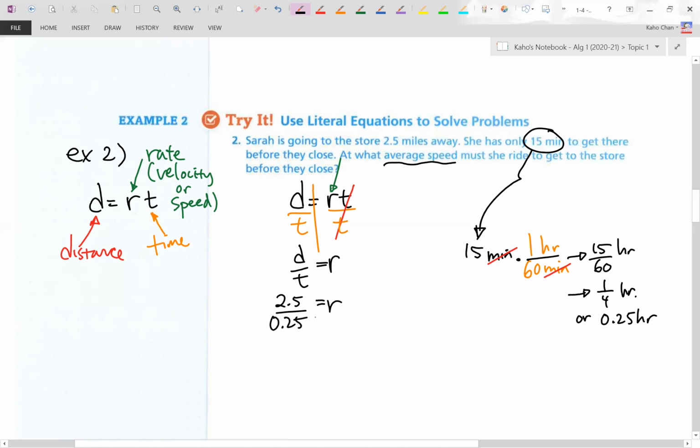I mean, you can use a calculator at this point. 2.5 divided by 0.25 becomes 10. Now, if you want to do it manually, you can actually move decimal points. Watch this. This is kind of cool. It's a trick I learned in middle school when I was a kid. You can slide the decimal points over 2 places, and put a little 0 in the placeholder. 250 over 25 is 10. And the units, of course, are 10 miles per hour. Not too bad.